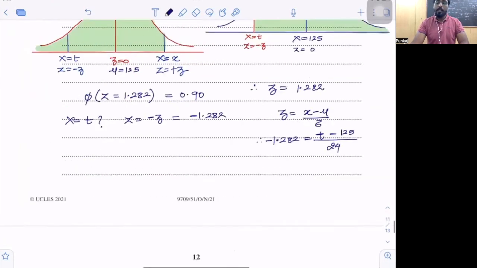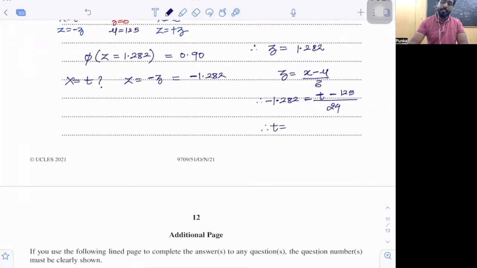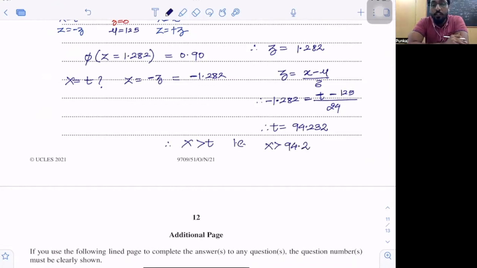So I come back here and then I get the value of t. So it's minus 1.282 multiplied with 24, and then 125 gets added to this. It's 94.232. So I can say that x greater than t, that is x should be greater than 94.232. I'm going to write three significant figures, that's 9, 4 and 2. So 94.2. So this is how you can solve the last part of the question.